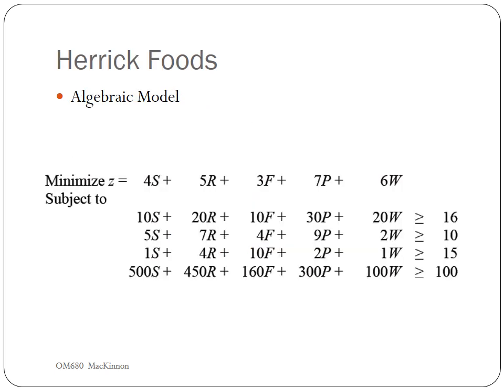So the algebraic model is we want to minimize our objective. And so we have 4S + 5R + 3F + 7P + 6W. Those are the costs of each of those components. We want to minimize that, and then we subject it to the nutritional requirements. Notice that the constraints are greater than constraints. We want to add up the nutritional impact of each of these components, and it's got to be greater than the right-hand side.